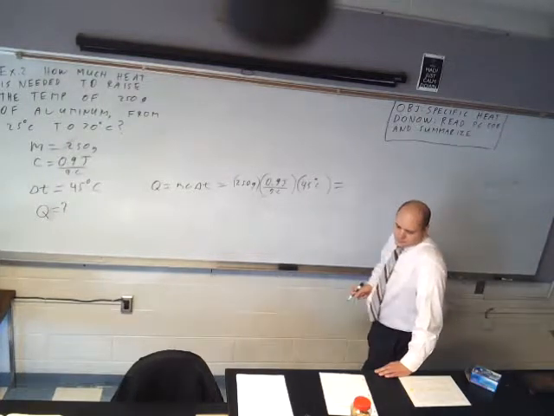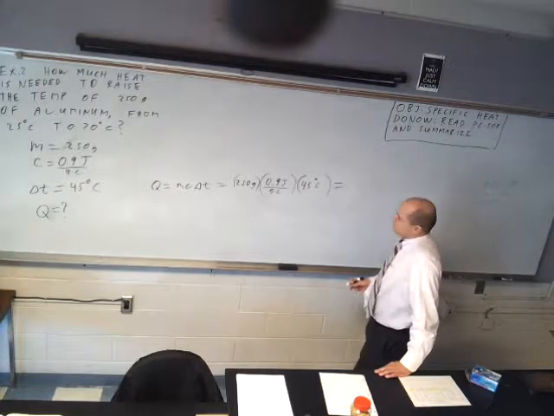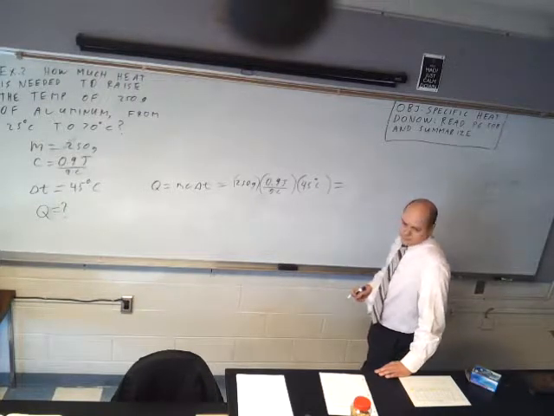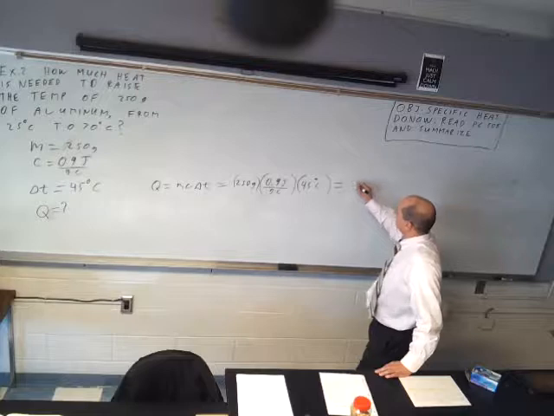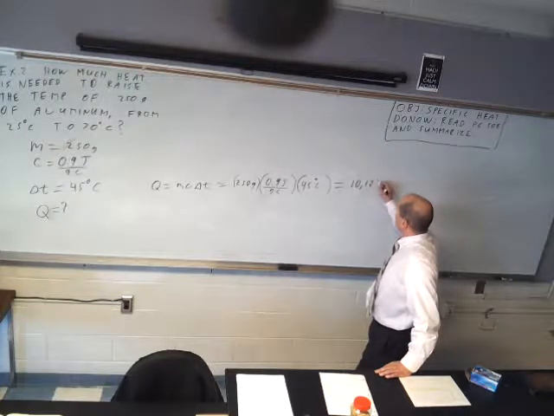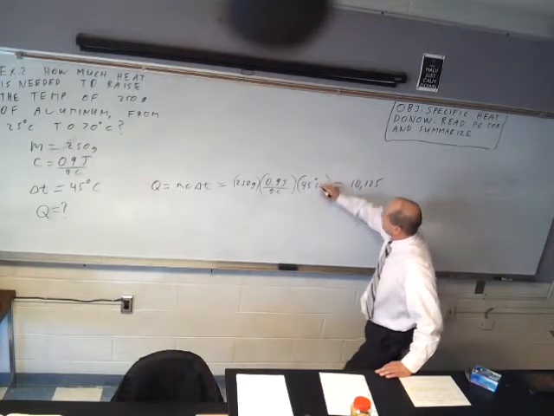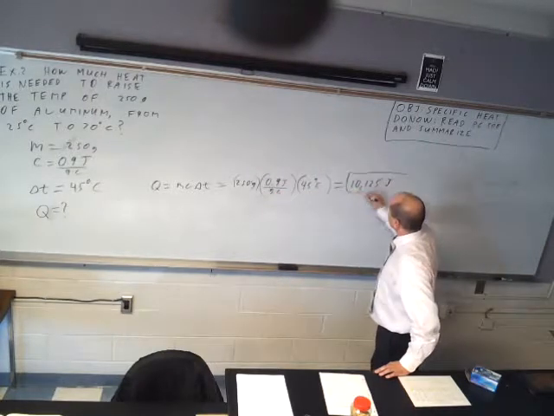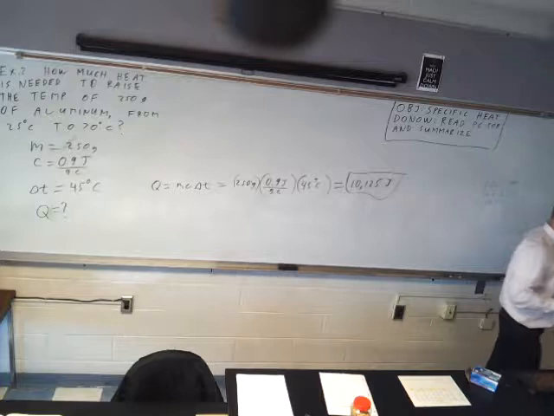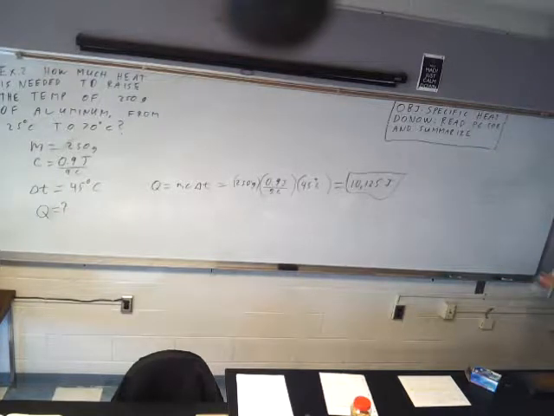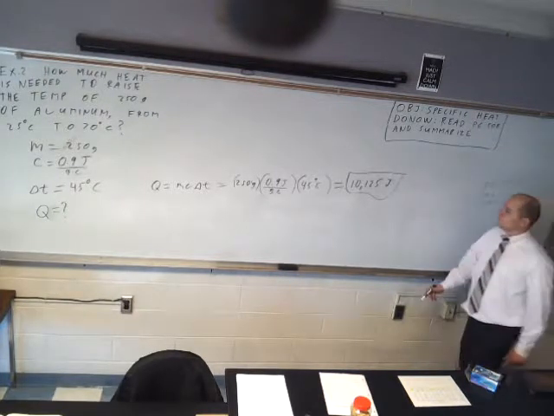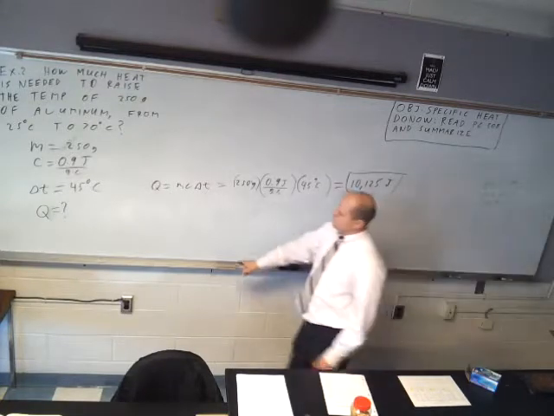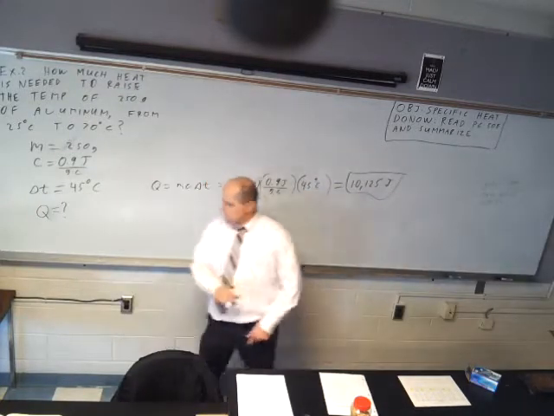All right, what do you get? 10,125. And that's going to be Celsius goes away, grams go away, so your answer's in joules. Anytime you're looking for heat, your answer should be in joules or calories, some unit of energy. So you got the 45 and 70? Yeah, this is just 70 minus 25.